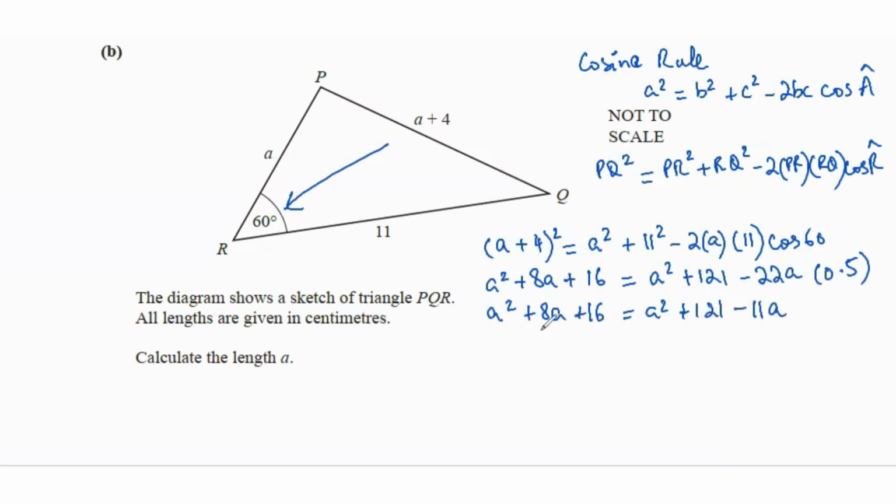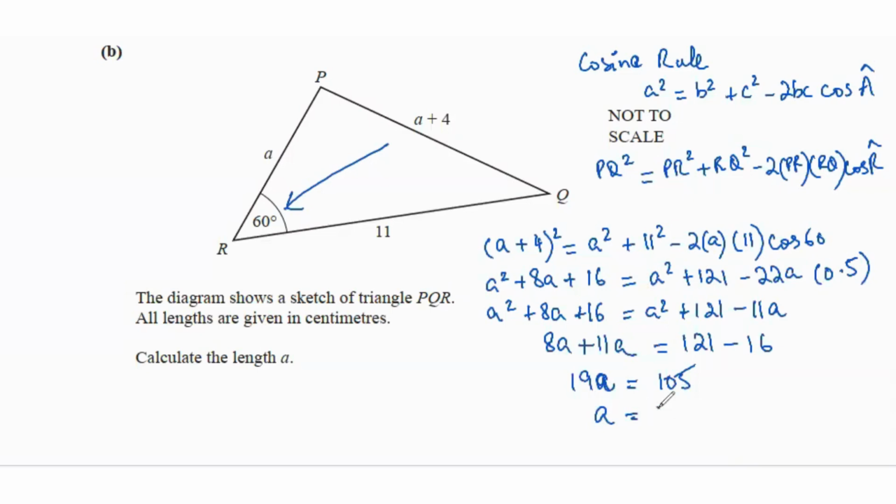The a squares get cancelled out because when we take a squared to the other side, it would be a squared minus a squared. 8a plus 11a, I moved 11a to the other side, and I brought 16 to the right-hand side. So now we have 8a plus 11a, which is 19a, and 121 minus 16, which is 105.